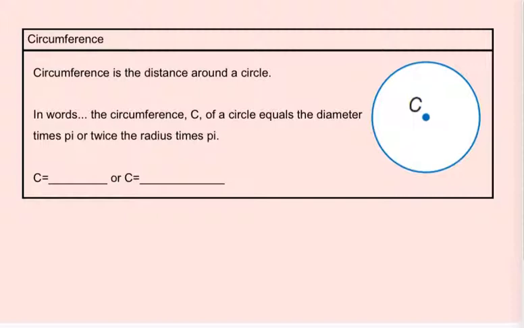Circumference. Circumference is just your distance around a circle. It's like your perimeter of a circle, basically. In words, the circumference C of a circle equals the diameter times pi, or twice the radius times pi. So diameter times pi, or double the radius times pi.